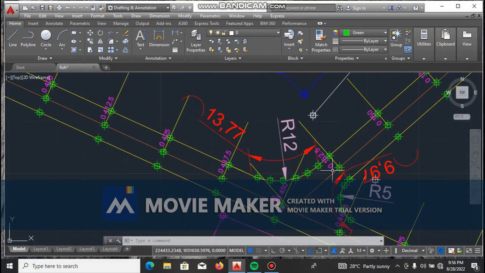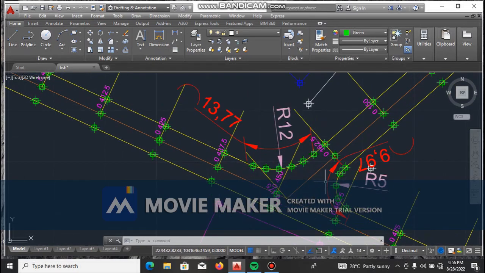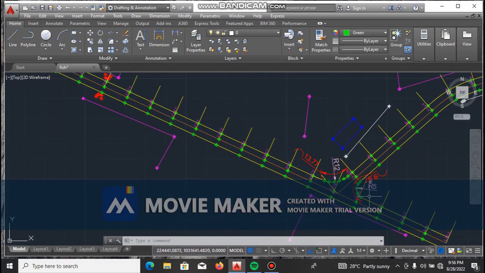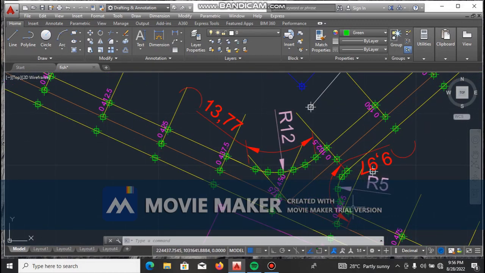Here we have the second road, that's road B. At the entrance on the left hand side I use 12 meter radius, then the interval of the arc is 13.77. Then here I use a 5 meter radius, and the interval of the arc is 9.97 meter.